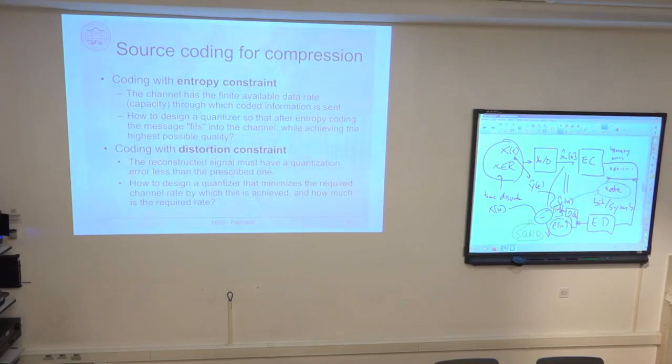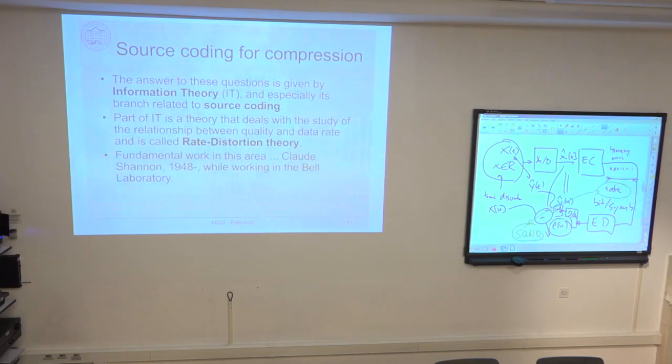We cannot go less than that. So the channel capacity must be greater than the rate we gave in the output of the entropy coder. So that is the distortion constraint. The reconstructed signal must have an error less than some prescribed one, and we have to design the quantizer to satisfy this requirement.